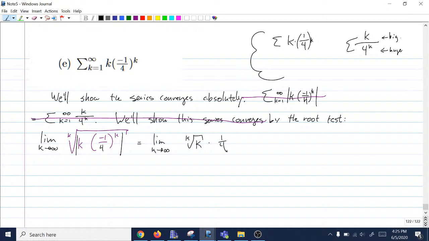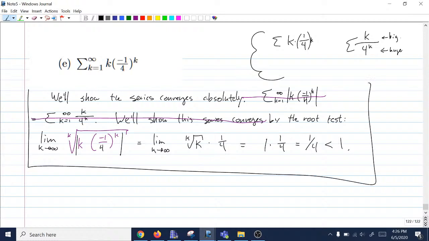Take the kth root of that, or take the absolute value and it gets rid of the negative, take the kth root and it gets rid of the k. This is 1/4 kth root of k. The limit of the kth root of k is 1. That's one you should know off the top of your head for problems like this. The limit is 1/4, which is less than 1. I think that's it, we're done. There's nothing else to say, right? Yeah. The limit you get is 1/4, which is less than 1, done.